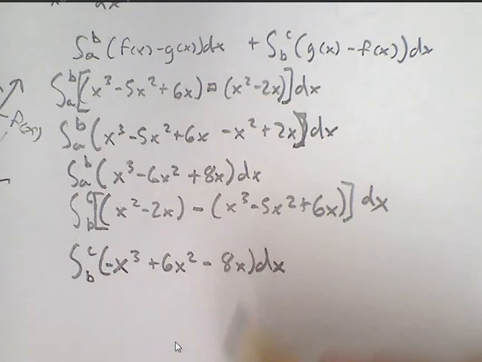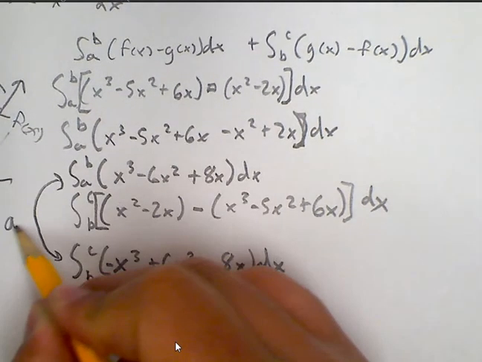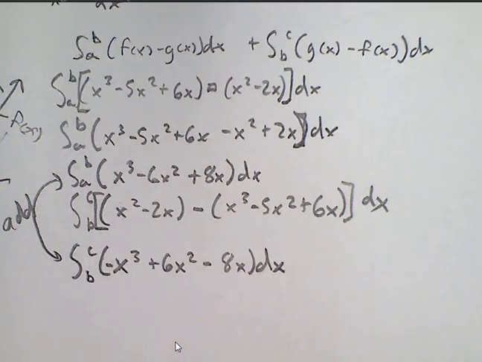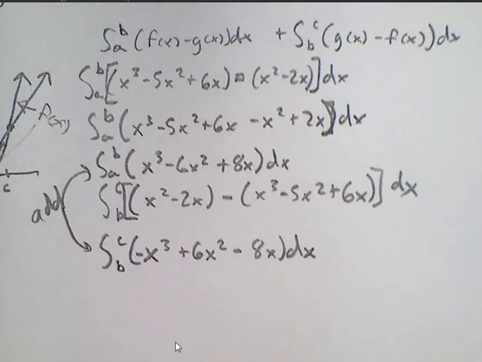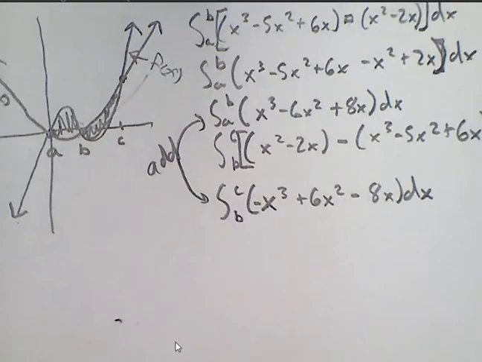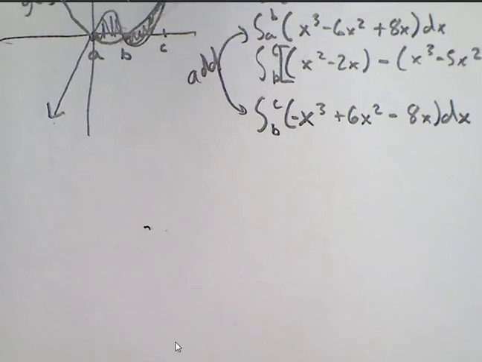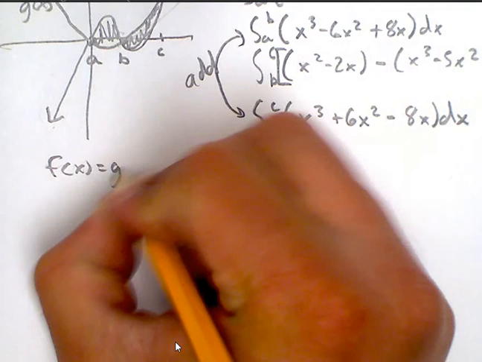So I'm basically going to add these two integrals. But what does A and B equal? That's my problem. Okay, so A, B, and C. I need to find A, B, and C. So there's where I'm going to find my intersection points by doing f of x is equal to g of x.